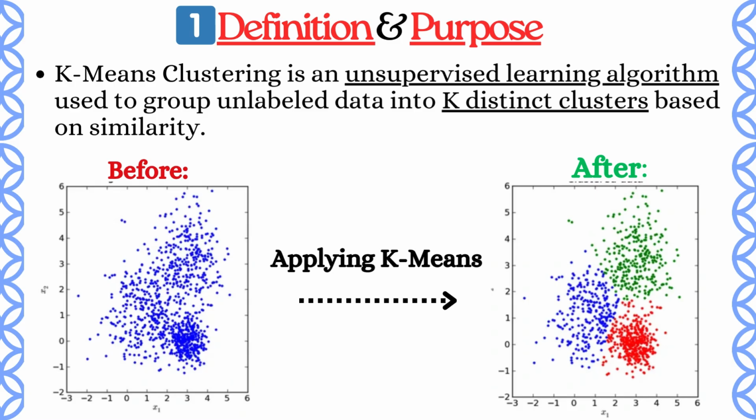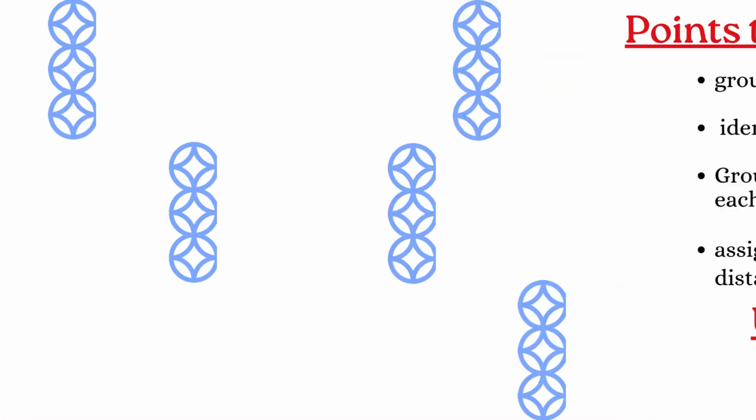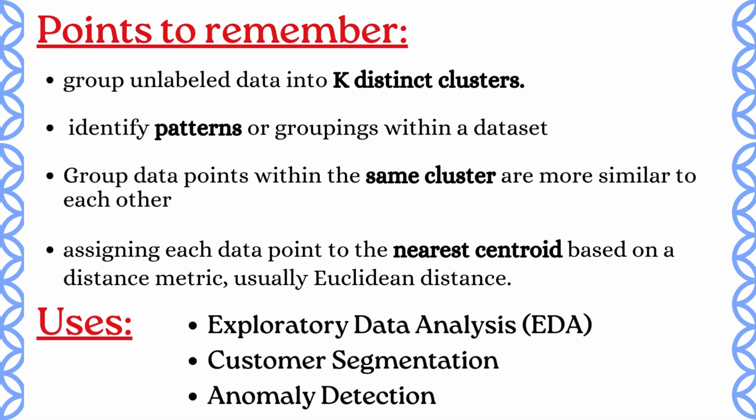1. Definition and purpose. K-means clustering is an unsupervised learning algorithm used to group unlabeled data into k distinct clusters based on similarity. Its main purpose is to identify patterns or groupings within a dataset, especially when we don't have predefined categories or labels. The idea is simple but powerful. Group data points in such a way that those within the same cluster are more similar to each other, and those in different clusters are as different as possible.